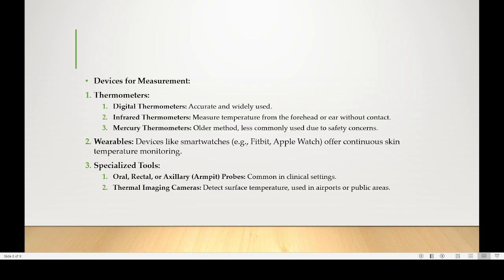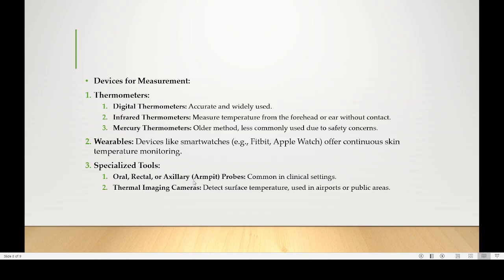Then we have another type, the infrared thermometer. I will also show you. This is known as the infrared thermometer. We just point it at your forehead. It gives you an immediate reading of what your temperature is. That is known as the infrared thermometer.